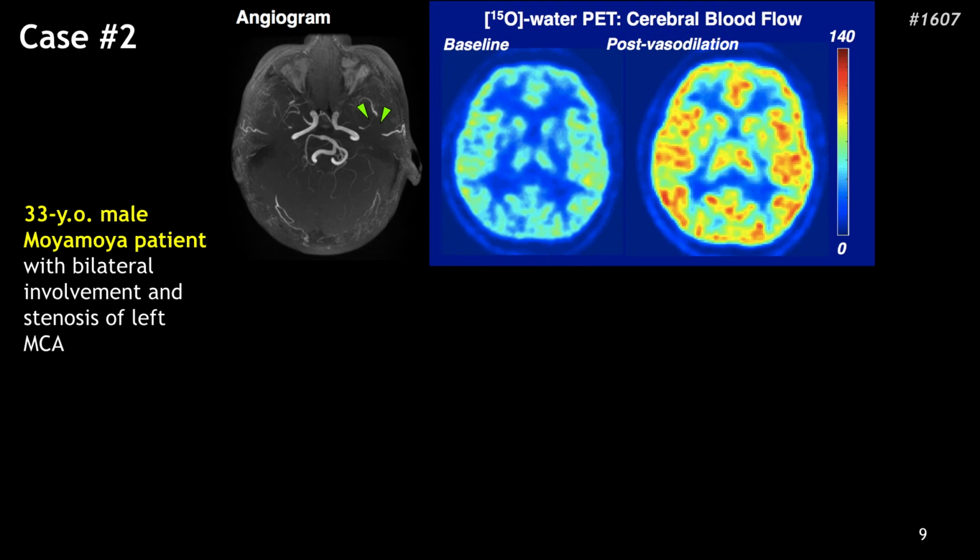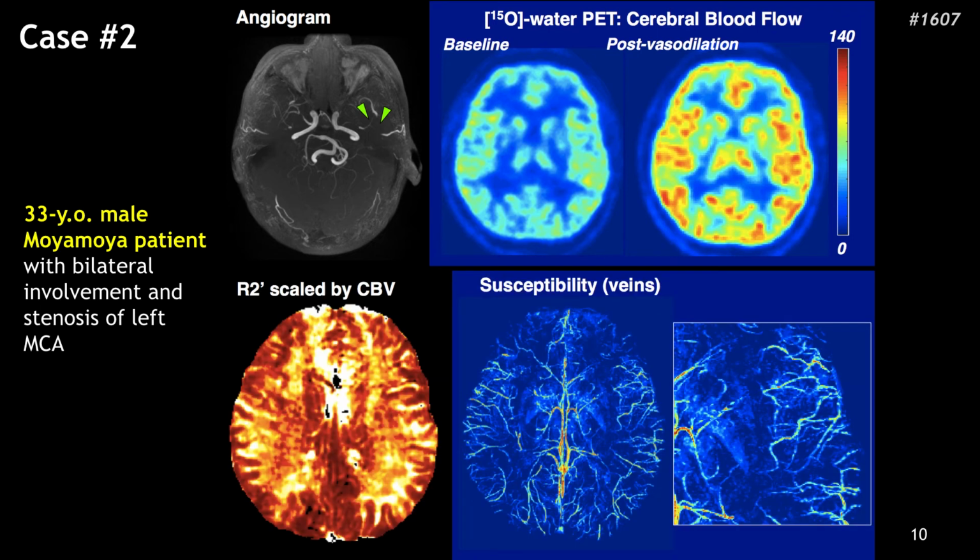However, in this second case, the patient has bilateral disease primarily on the left hemisphere. The baseline and post-vasodilation blood flow maps from PET look relatively symmetric, and the same is seen in R2 prime and susceptibility. So we see a very different physiology and would probably choose a different treatment for this patient.